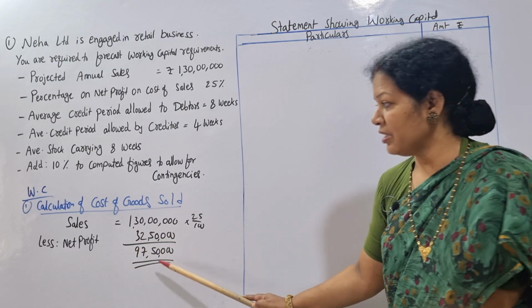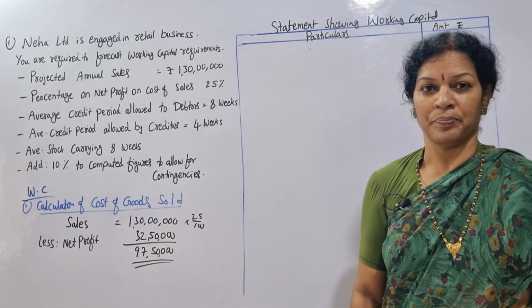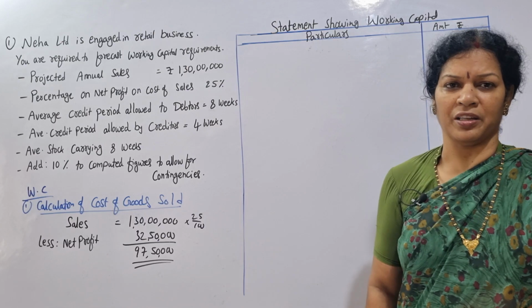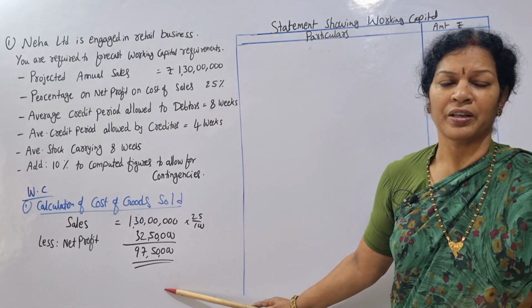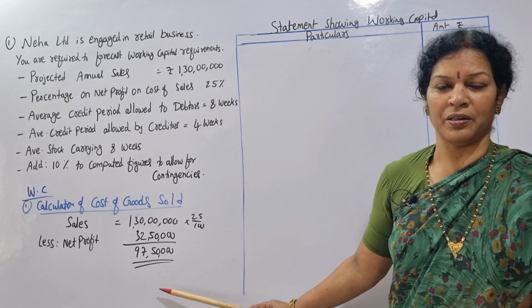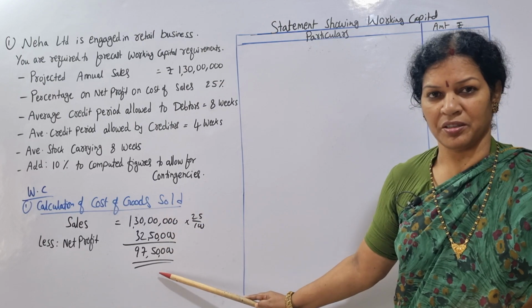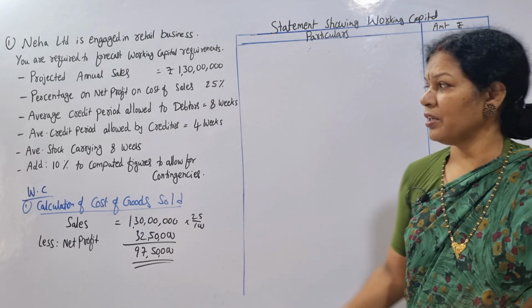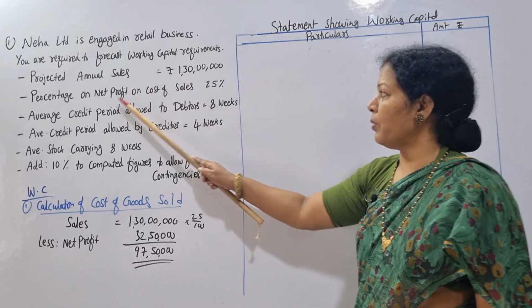You got it. This figure you just remember. On this only we are going to calculate. This is the base of calculation of working capital. Okay. So this you got it. Am I clear about this? Next now. So these 2 points are over.